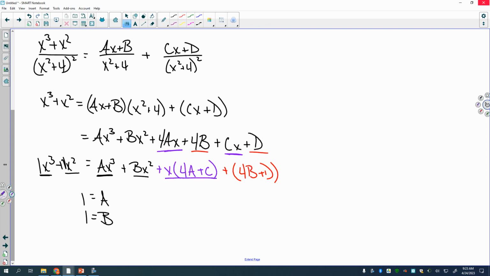I'm going to match up the x terms. Well, there's an x term here on the left side, no x term on the right. That means that this 4a plus c has to equal 0, because there is no x term. Same thing happens with the constant term. There is no constant term on the left side. So 4b plus d also has to equal 0.